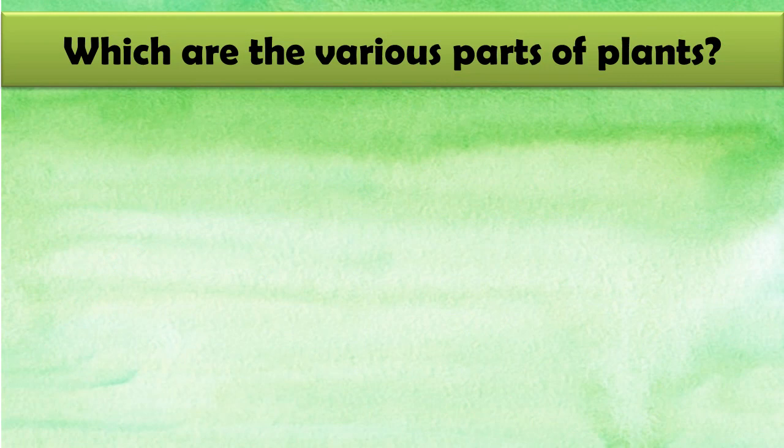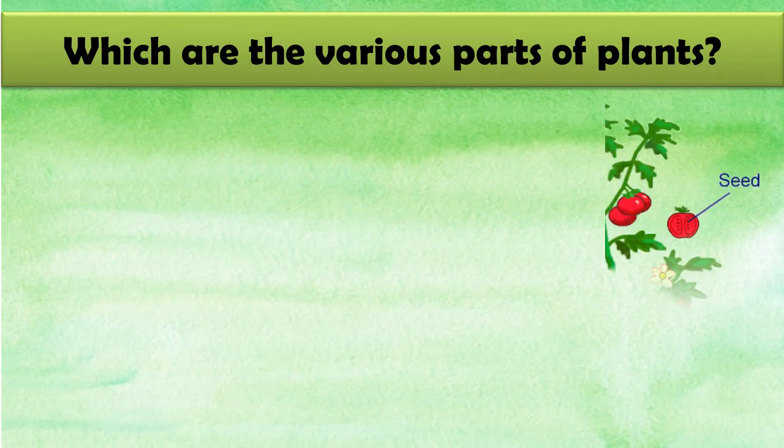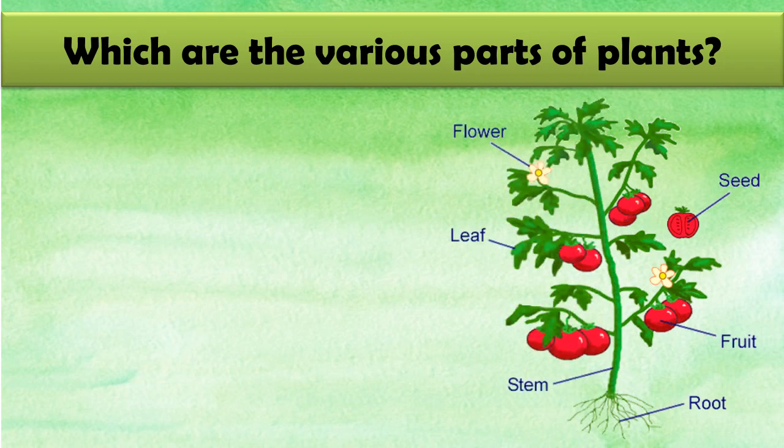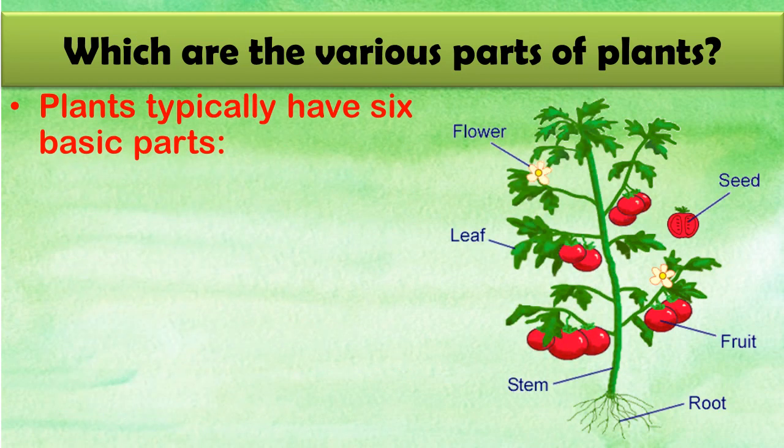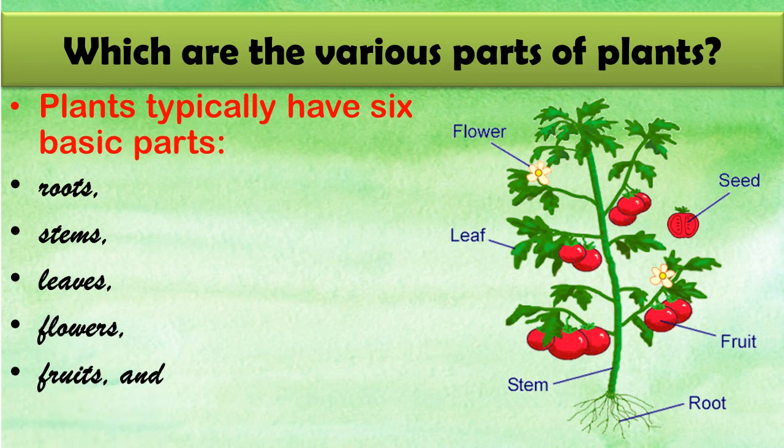So let's begin. Which are the various parts of a plant? I hope you are familiar with the different parts of a plant, so let's revise them. This is the structure of a plant, and plants typically have 6 basic parts. Root is a basic part, then above the root there is the stem, and then the leaves of a plant, flowers, fruits and seeds.